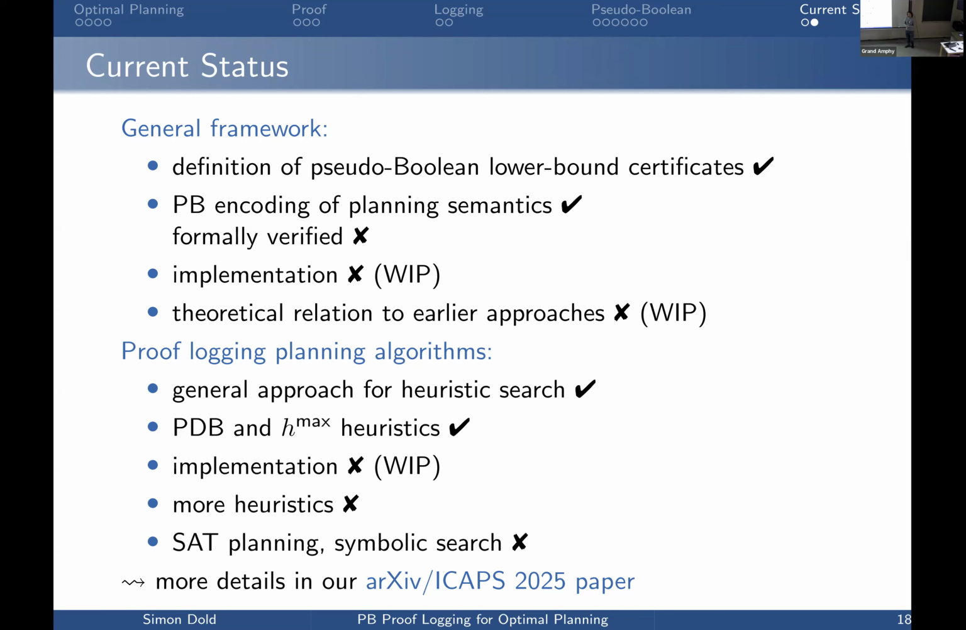As I said earlier, there are also other planning approaches like sub-planning and symbolic search, and for that it would also be great to do proof logging on them. But yeah, we haven't done that yet.